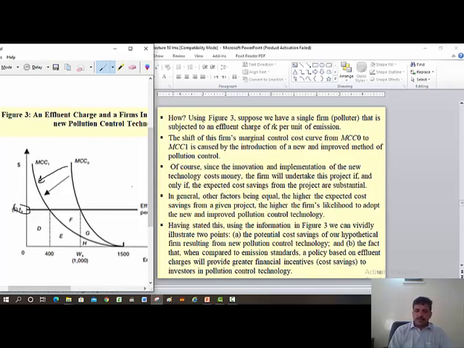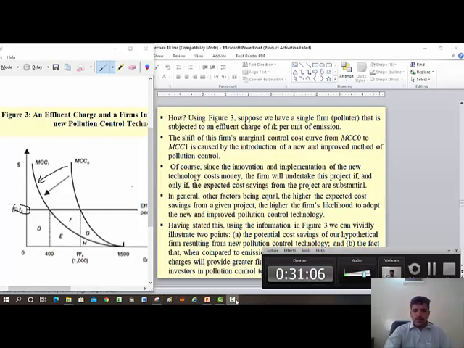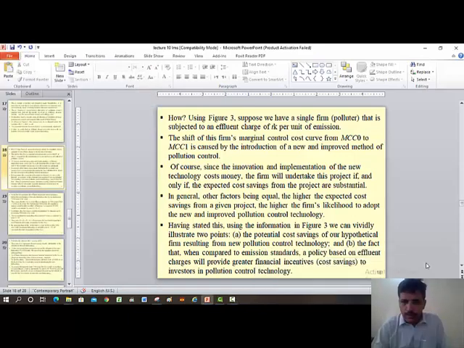Having stated this, using the information in Figure 3, we can illustrate two points. Number 1, the potential cost saving of our hypothetical firm resulting from the new pollution control technology, and number 2, the fact that, when compared to the emission standard, a policy based on effluent charge will provide greater financial incentive to invest in the pollution control technology.